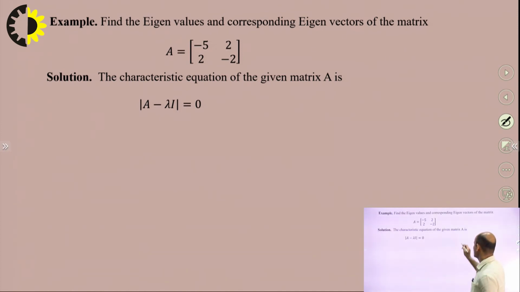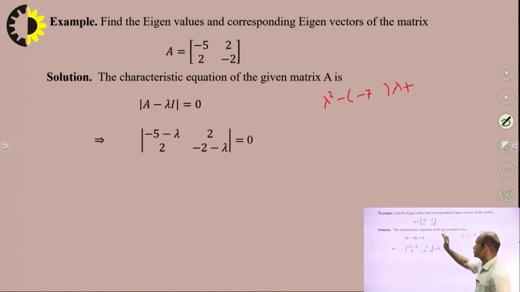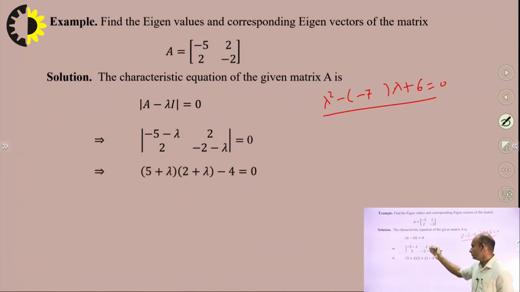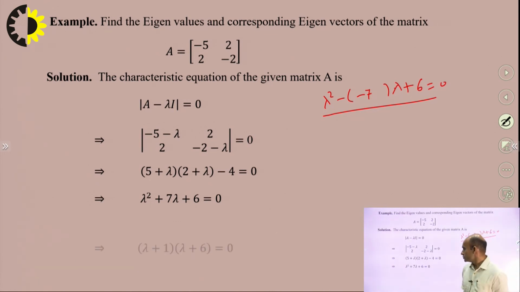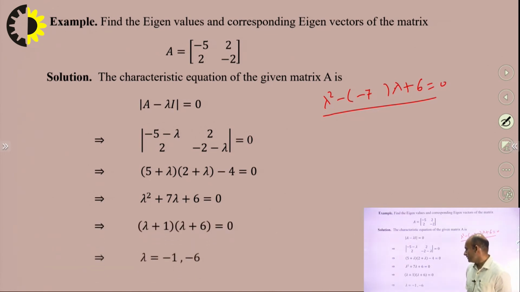the characteristic equation, which will be lambda square minus the sum of diagonal elements, and this is actually minus 7. Then we have the determinant of it, which is minus 5 into minus 2, which is 10, and minus 4, it means we have 6. So this is the characteristic equation here, or we can solve this by solving this determinant. We get the characteristic equation, which is lambda square plus 7 lambda plus 6 equals 0. Now we can solve this equation, and after solution we get the values lambda equals minus 1 and minus 6 here.